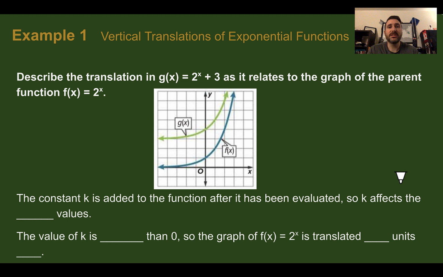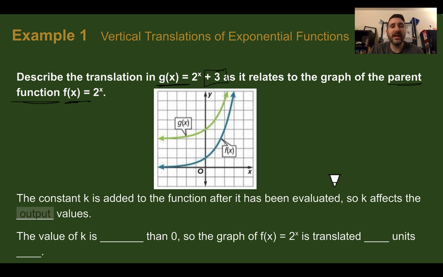Example 1, vertical translations of exponential functions. Describe the translation in g of x equals 2 to the x plus 3 as it relates to the graph of the parent function f of x equals 2 to the x. So first, if you remember, parent function just means it's the most basic form of that function. So here we can see that the only difference between f of x, which is our original, and g of x is this plus 3 that is tacked on to the end. So that is the k value.